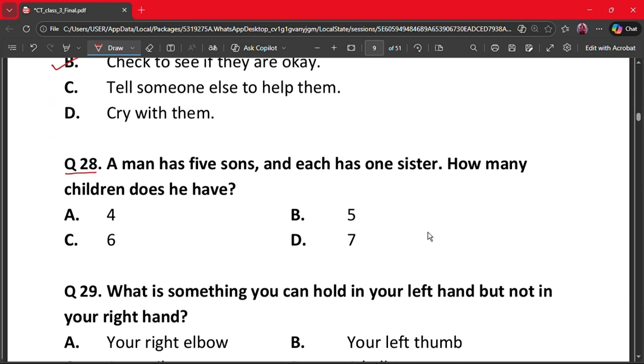Question number 28. A man has 5 sons. Each has one sister.